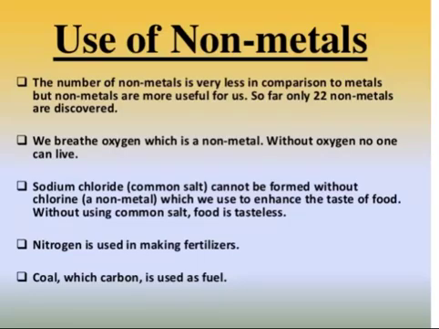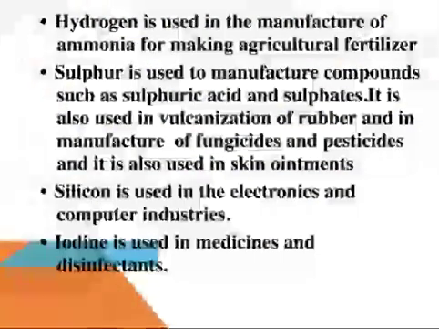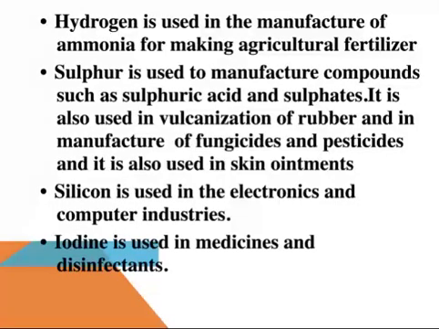Coal, which is carbon, is used as fuel. Next, hydrogen is used in the manufacture of ammonia for making agricultural fertilizer. Sulfur is a non-metal used to manufacture compounds such as sulfuric acid and sulfates. It is also used in vulcanization of rubber and in manufacture of fungicides and pesticides, and is also used in skin ointments. Silicon is used in electronics and computer industries. Iodine is used in medicine and as a disinfectant.